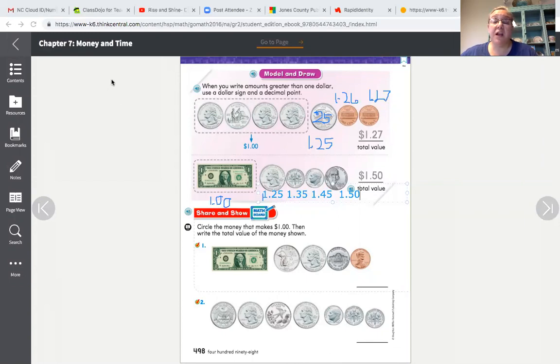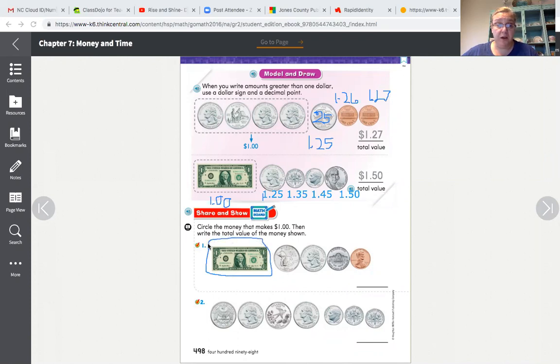Okay, so now you're going to be checking your work here. The first thing I'm going to do is read the directions. The direction says to circle the money that makes $1. So I'm going to do that first. Here we have $1, easy peasy.